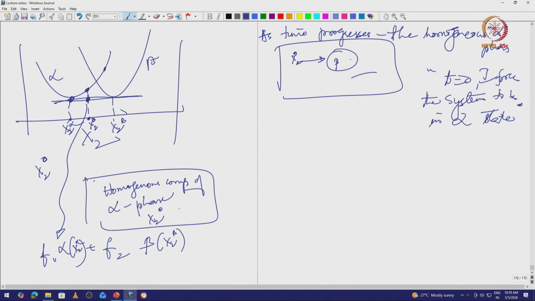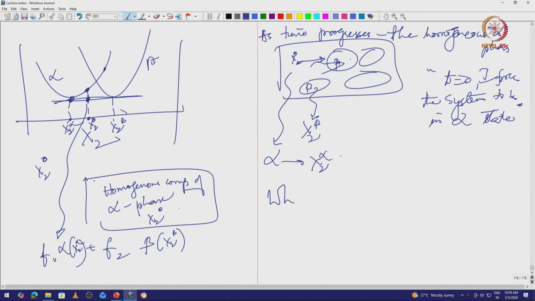There will be many such beta phases, but beta phase is rich in 2. So beta phase has a composition of x2 beta. Since some of the two atoms are going into beta phase, the alpha phase that remains has a composition of x2 alpha. Then you may ask the question, what is the fraction of beta phase that forms?